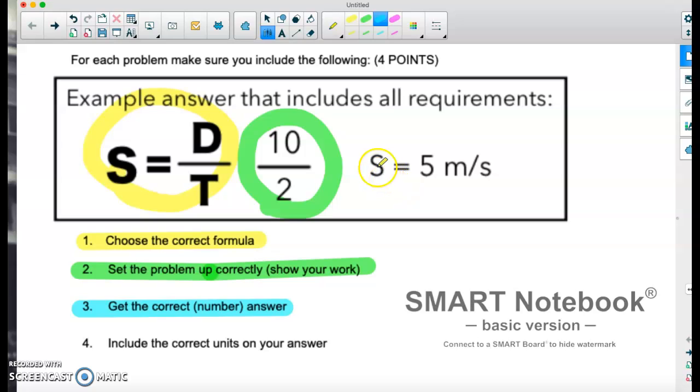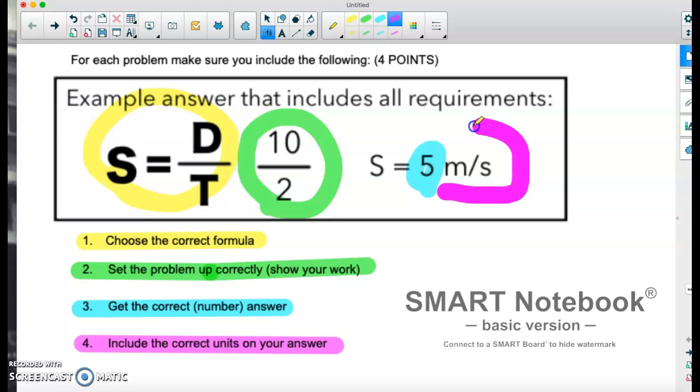10 divided by 2 gives you 5. And your fourth and final point is to include the correct units labeled on your answer. In this case, meters per second. So in order to receive full credit for each question, you need to choose the correct formula, show your work, get the right number answer, and the correct units.